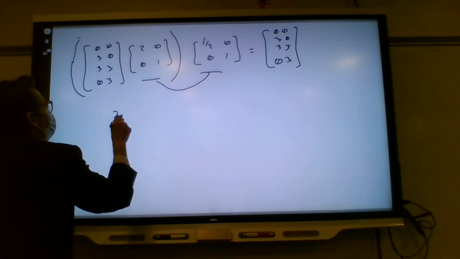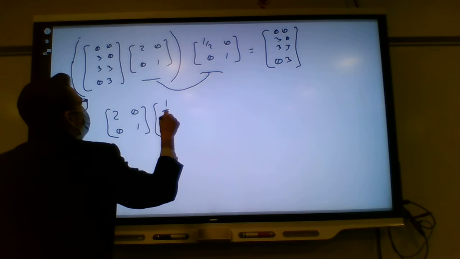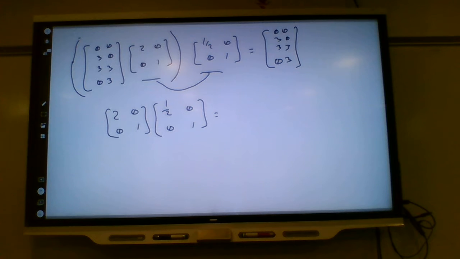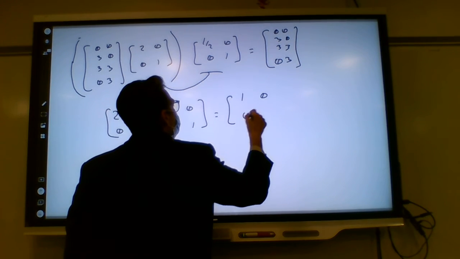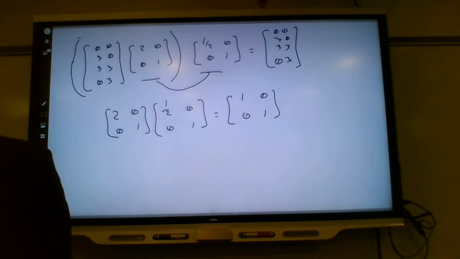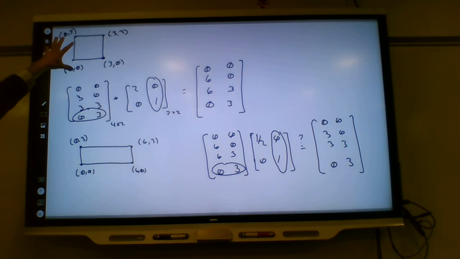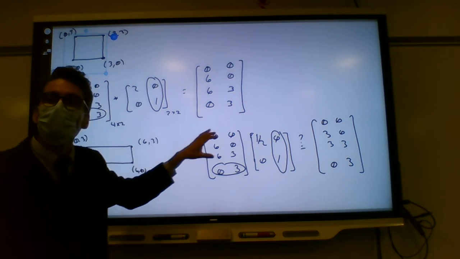Let's look at these two pieces. What happens if you multiply those two together? You get the identity matrix. Yeah. If we multiply those two together, we get the identity matrix. So one undoes what the other one did, right? Okay. So we have transformed this square into this rectangle, and if we multiply by that matrix, we can bring it back to the square.